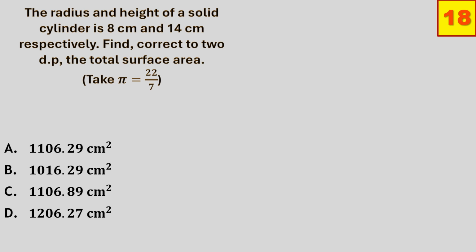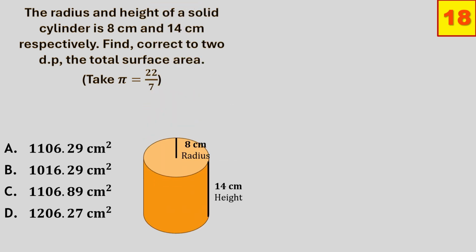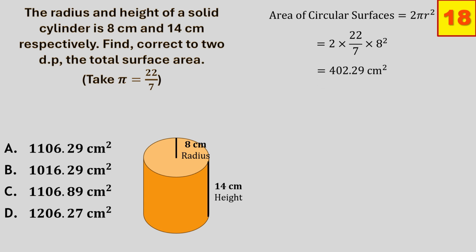The radius and height of a solid cylinder is 8 centimeters and 14 centimeters respectively. Find correct to 2 decimal places the total surface area. A cylinder has 2 circular surfaces. The area of a circular surface is pi r squared. So the area of 2 circular surfaces is 2 pi r squared. With a radius of 8 centimeters, this is the result.